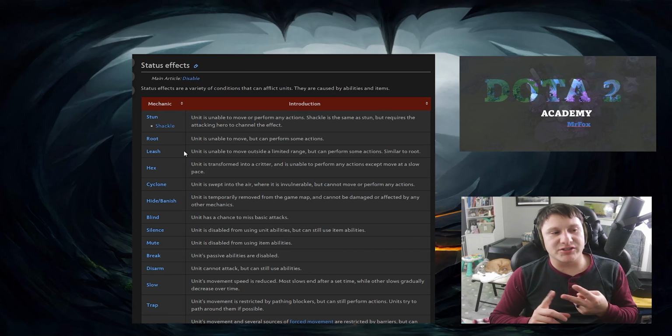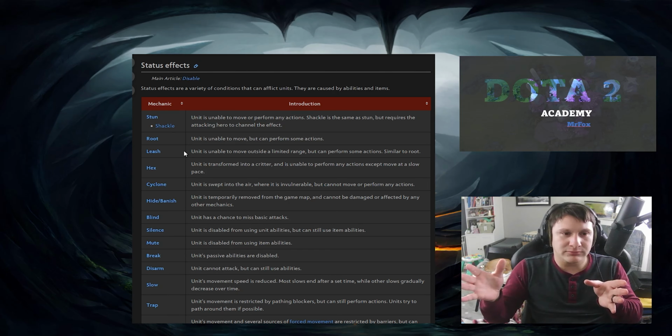There's two kinds of leashes, one or two in general, that you'll see. There's Puck's leash, which is the ultimate. Once you get to the end of that limited range, you'll get stunned if you were to break it. And then you can look at Grimstroke's, which will leash you to a teammate.